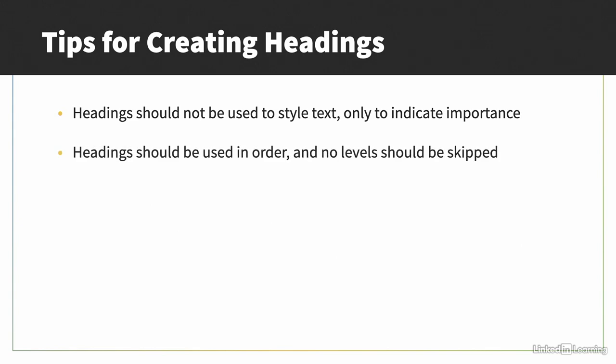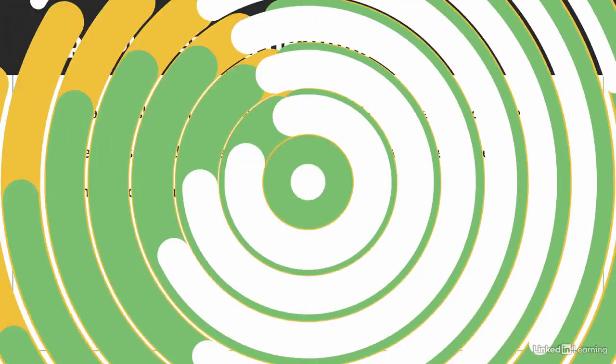Second, heading elements should be used in order, and no levels should be skipped. This means you should start at H1 and work your way sequentially through the headings. You should not skip levels and go from an H1 to an H4 element. Third, there should only be one H1 element per page. While multiple H1 elements is technically allowed as an HTML standard, it is considered bad practice.